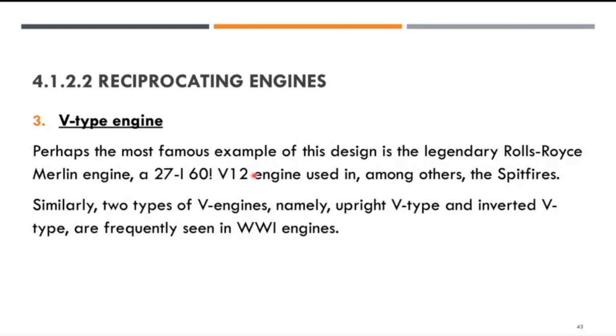Perhaps the most famous example of this design is the legendary Rolls-Royce Merlin engine. You may want to Google this, the Rolls-Royce Merlin engine, which is normally used as an example, like the Spitfires. Similarly, there are two types of V-type engine, namely the upright V-type as well as the inverted V-type, and they are frequently seen in World War I engines.